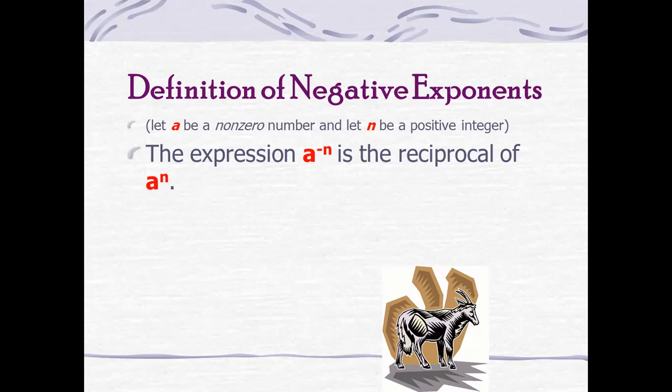Now, when we say negative exponents, if we take this as an example where a is a non-zero number and n is a positive integer, that means the expression a to the power of negative n is the reciprocal of a to the power of n. If we recall, during your grade 5 and grade 6, we were talking about reciprocals of numbers, especially fractions.